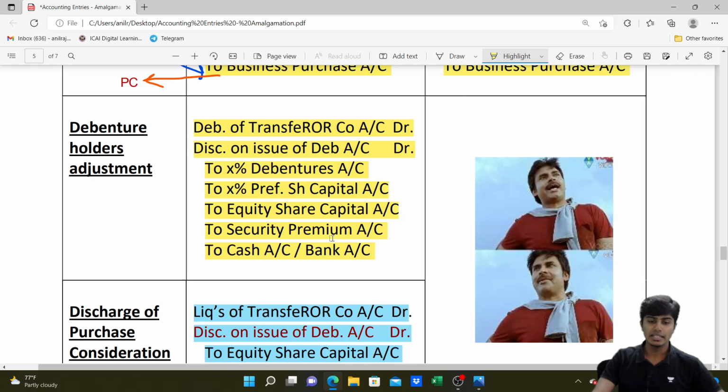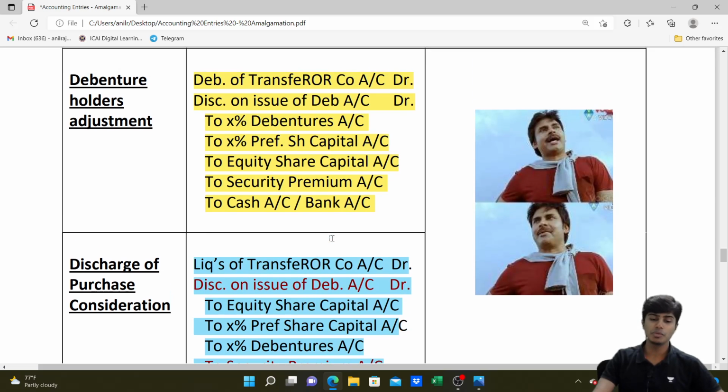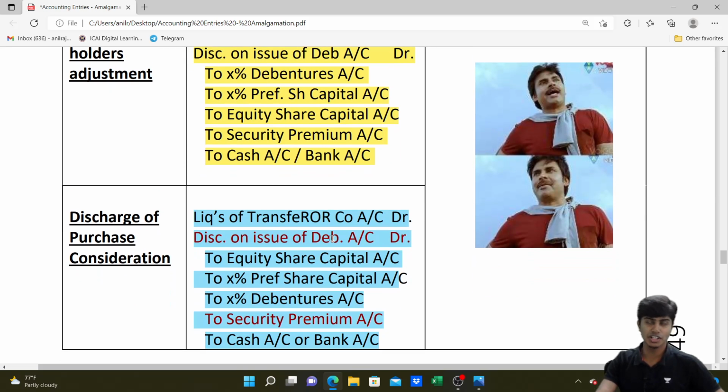Get this? And these two entries, settlement of debentures and settlement of purchase consideration by paying to liquidators, whatever is there, this is same to same in the case of purchase as well as merger. Meaning, the settlement of debentures entry and issue of purchase consideration to liquidators entry will be same under the purchase method as well as the pooling of interest method. So amalgamation in the nature of merger and purchase are not going to be accounted differently when it comes to debenture settlement and PC settlement.